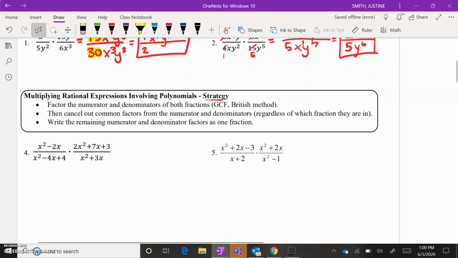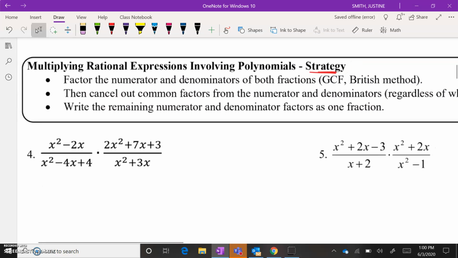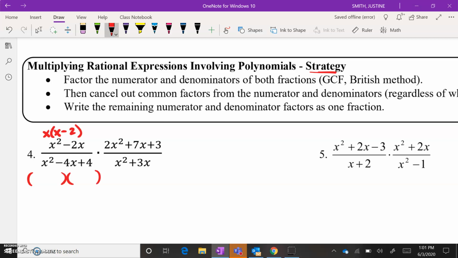Okay, so what that means, like for number 4, the first thing we would do is factor this. So on the top, I'm going to take out an x to make it x minus 2. On the bottom here, I'm going to do just a normal trinomial. So what multiplies to a positive 4 and adds to a negative 4 would be a negative 2 times a negative 2. Okay, so these are simplified.